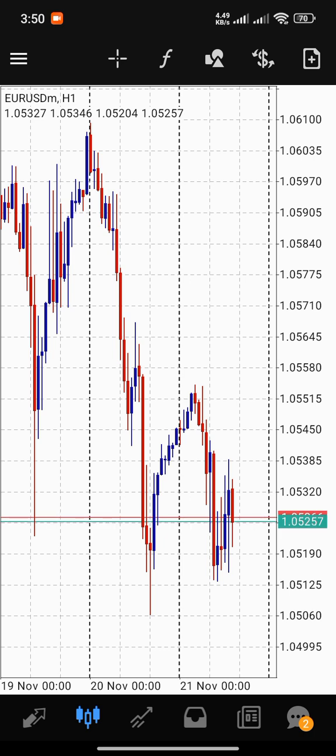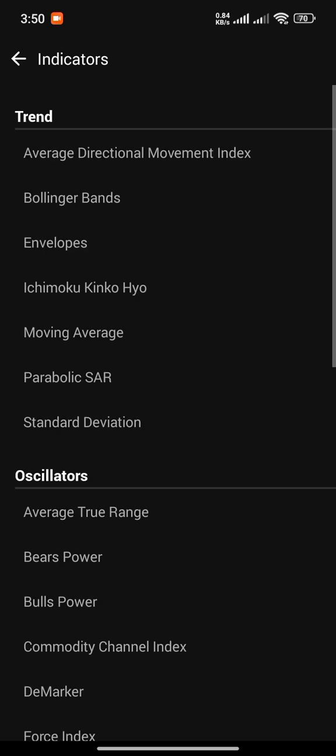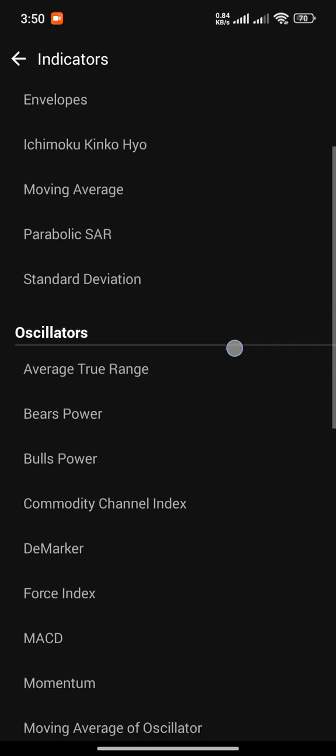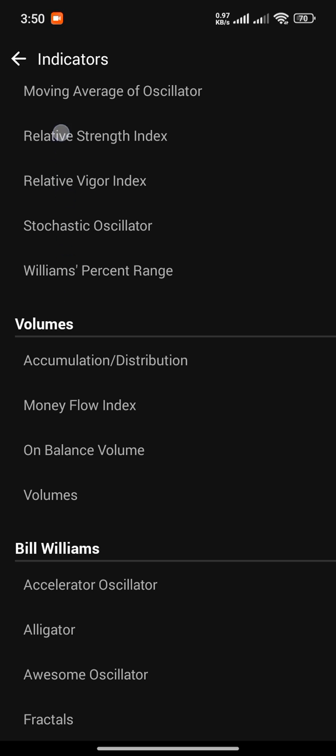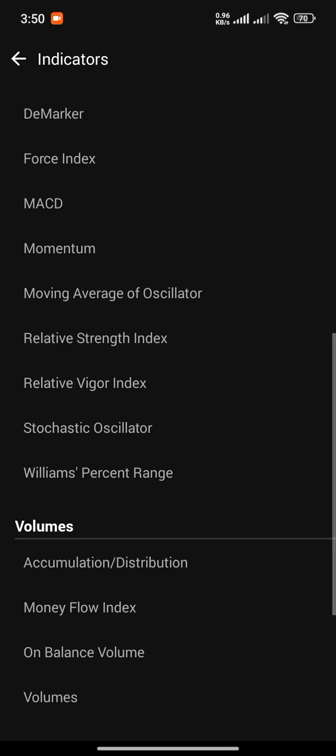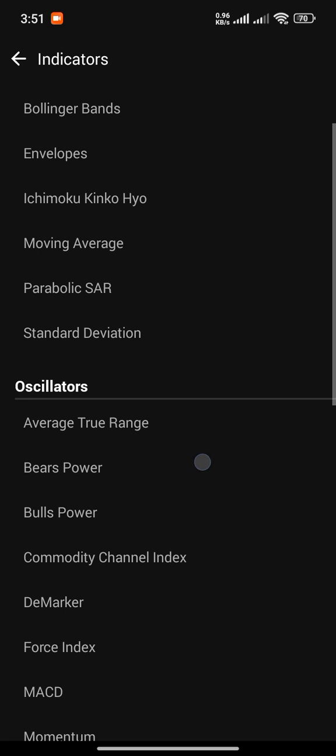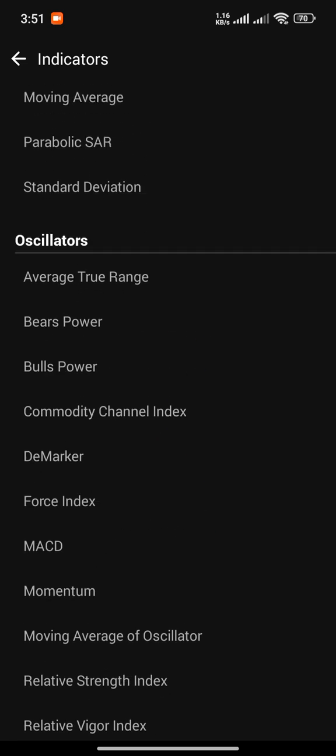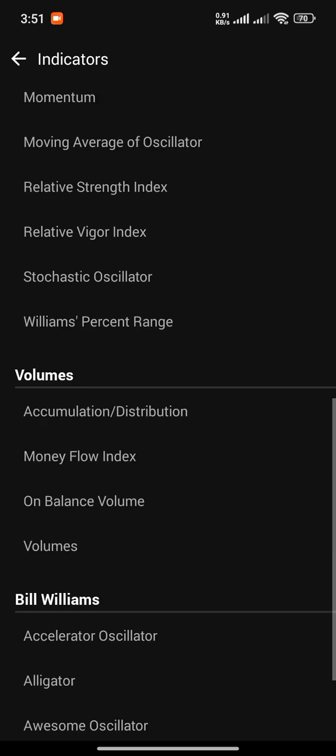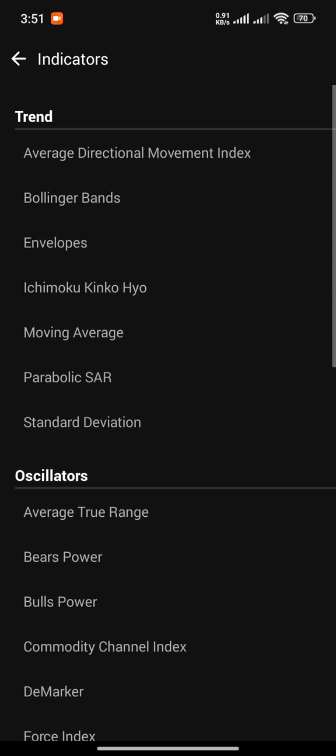Oscillators don't follow the chart. They're not applicable on the main chart, so they have their own separate window because they actually measure in volumes. That's why they are oscillators. This is a trend indicator, so you can see trend and oscillators. If I go further down, you will see volumes and Bill Williams. Any indicator you pick from here will display on the time frame, I mean in a separate window.